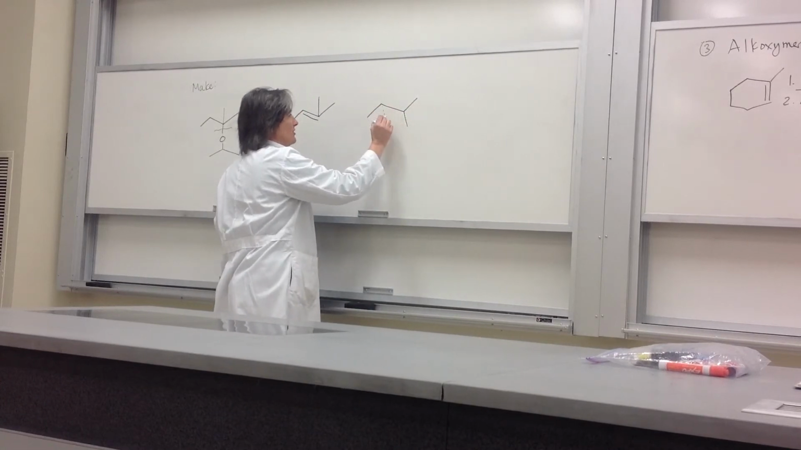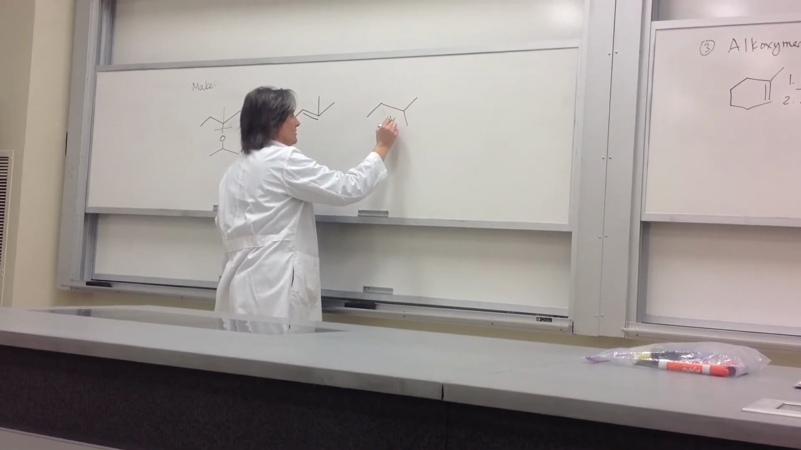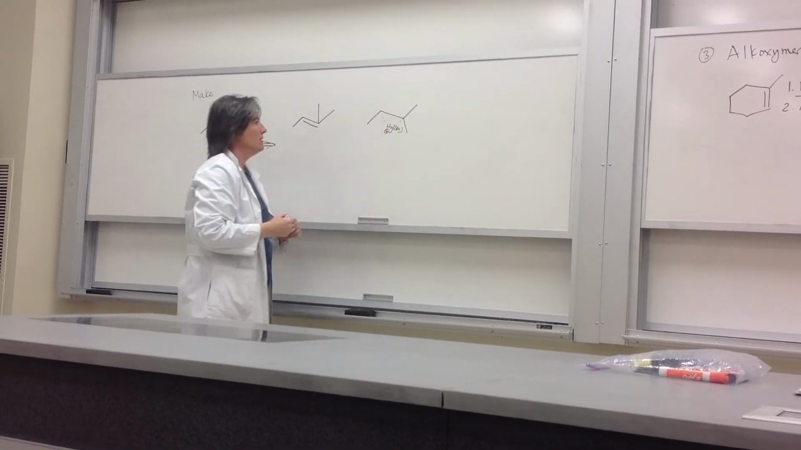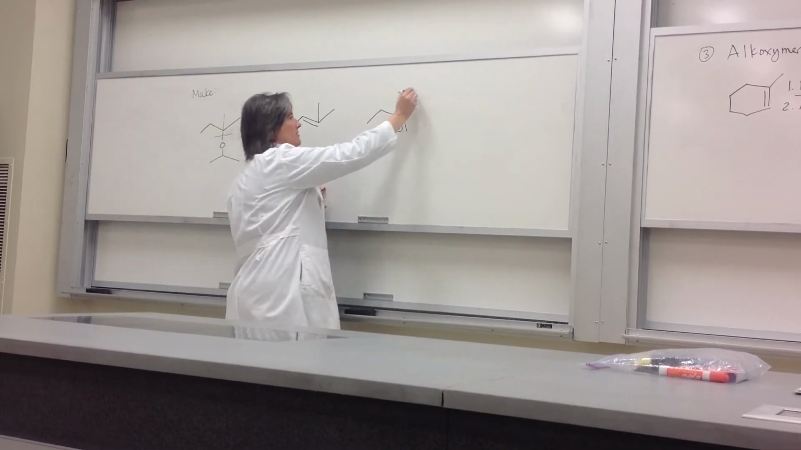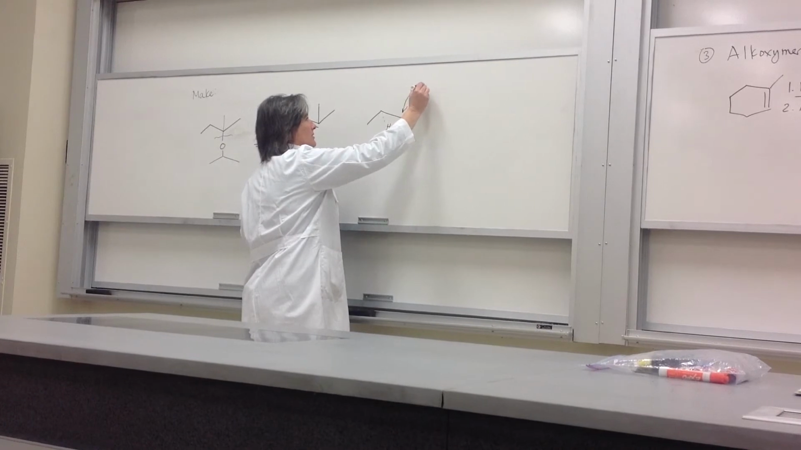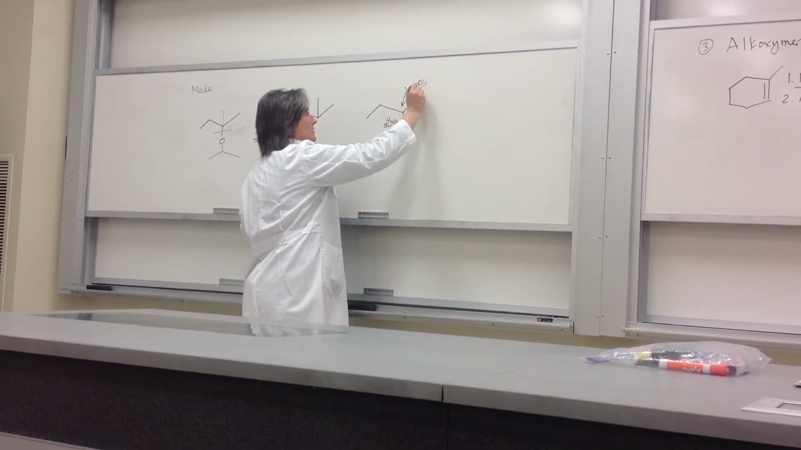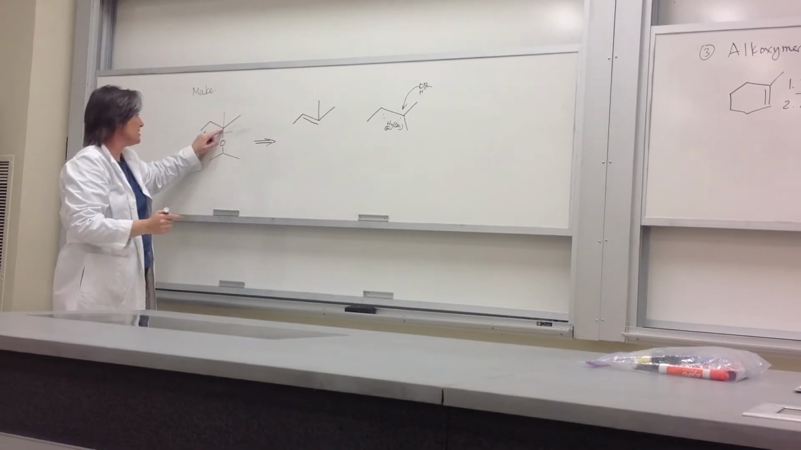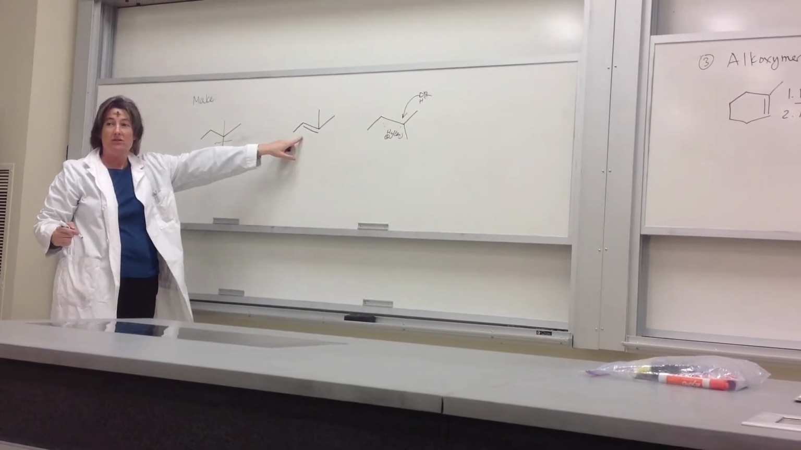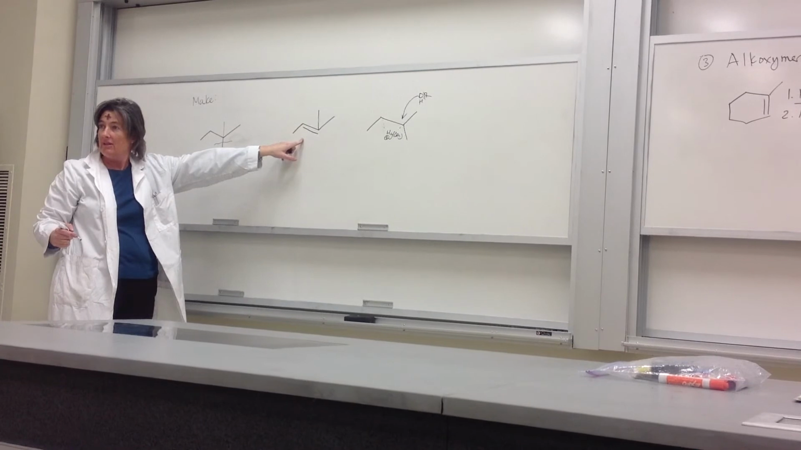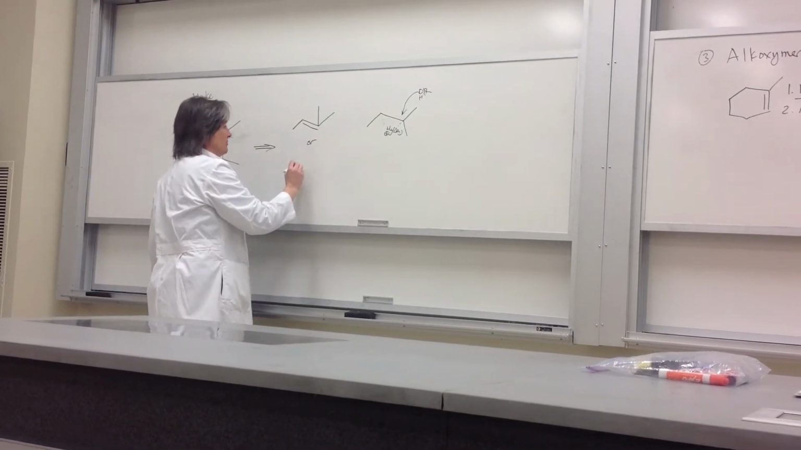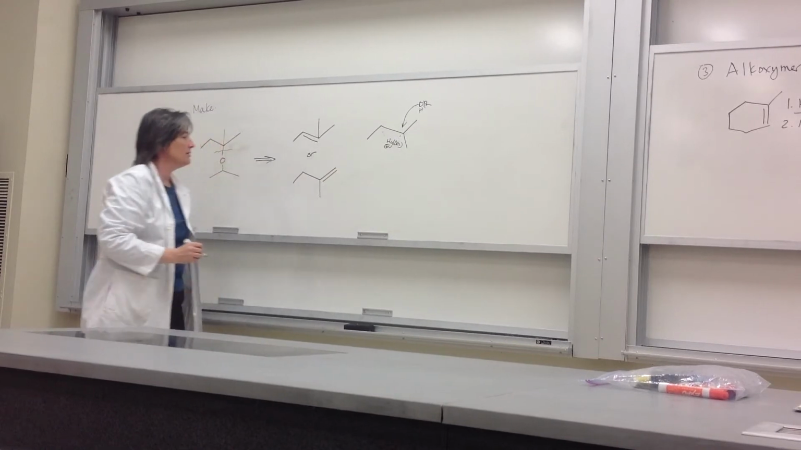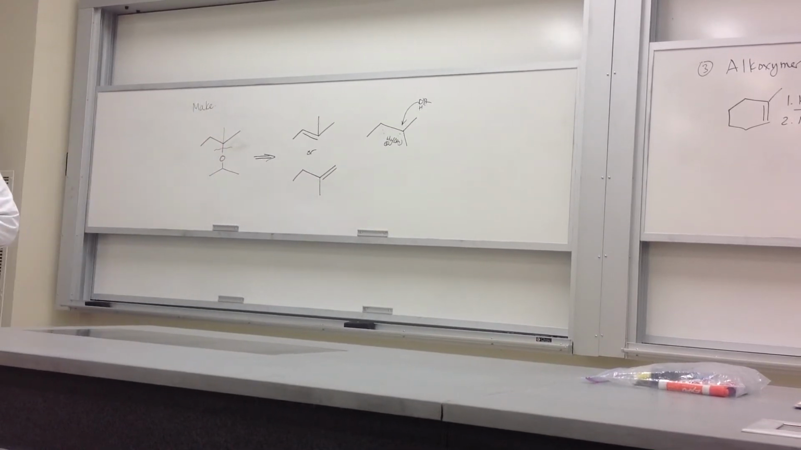I would have my mercurinium ion here, right, with a plus. And the alcohol would attack right there, which is exactly where I need it to attack. So that works, right? Everyone okay with that? Okay, how about another option? Would this one work? Yeah, that would work too.